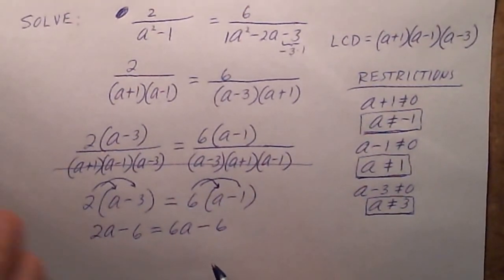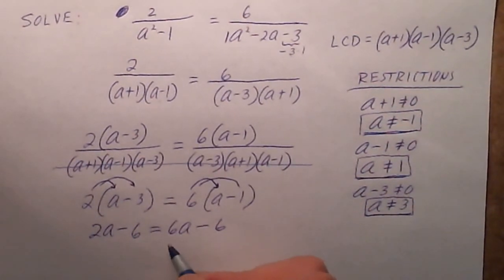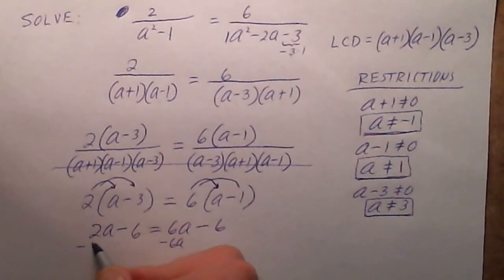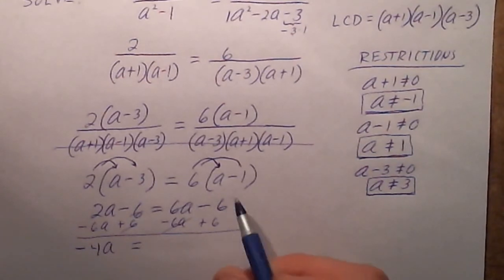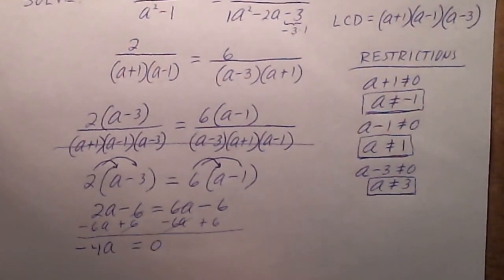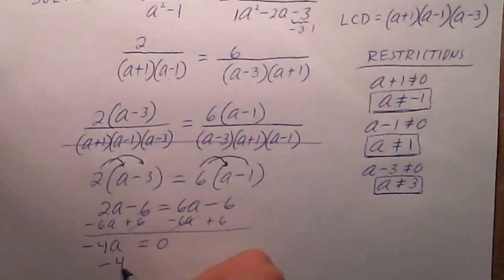Now, to solve this equation for a, I'm going to drag the a over to the left side of my equation by subtracting 6a from both sides. And I'm going to drag the negative 6 over to the right side of the equation by adding 6 to both sides. 2a minus 6a is negative 4a. These 6a's drop out on the right side of our equation, and negative 6 plus 6 yields 0 on the right side of our equation. Now we'll divide both sides of our equation by negative 4. And therefore this implies that a is equal to 0.